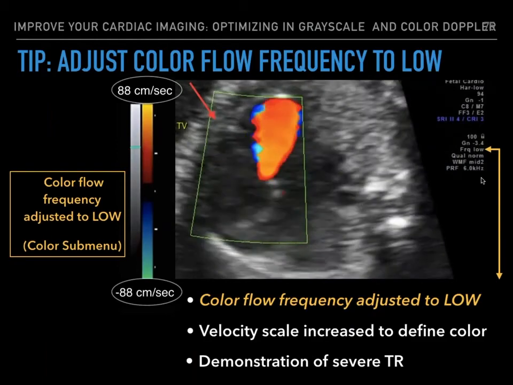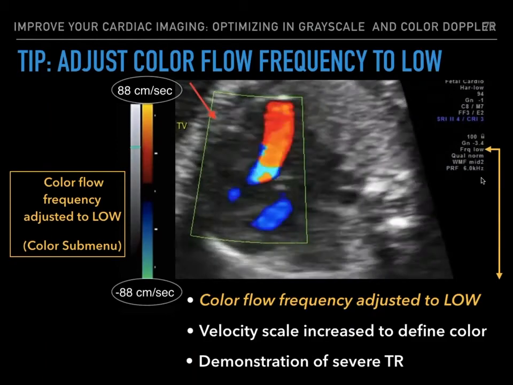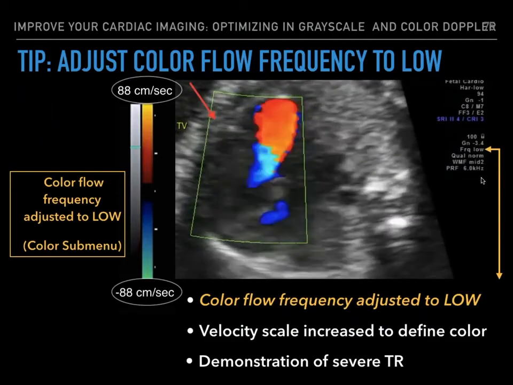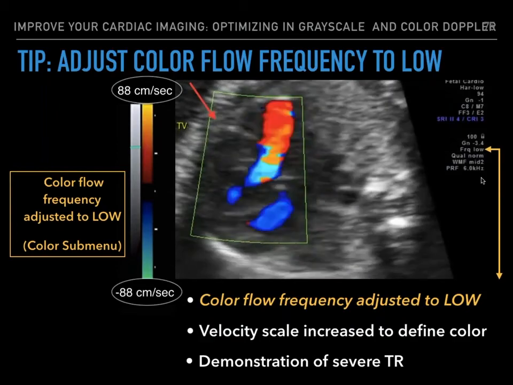So color flow frequency was adjusted to low, and that's by going in the color submenu. And the velocity scale was actually increased to 88 centimeters per second to define the color of the tricuspid regurgitation. And here just demonstrates severe TR.